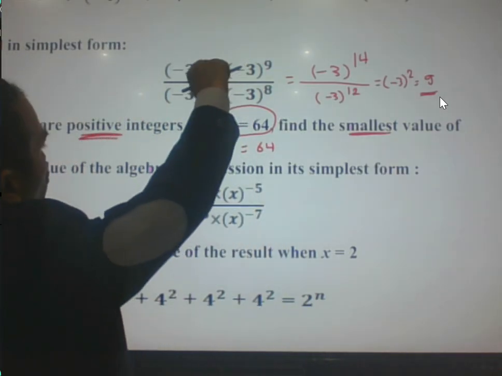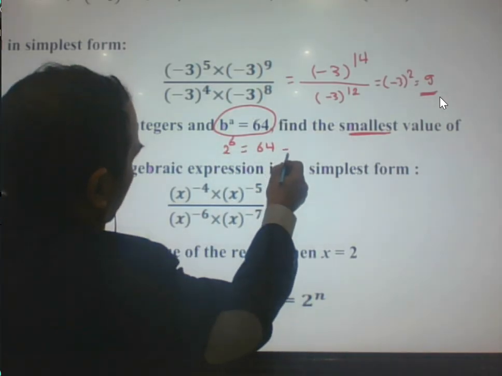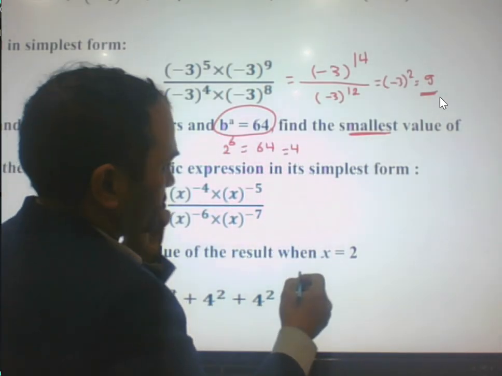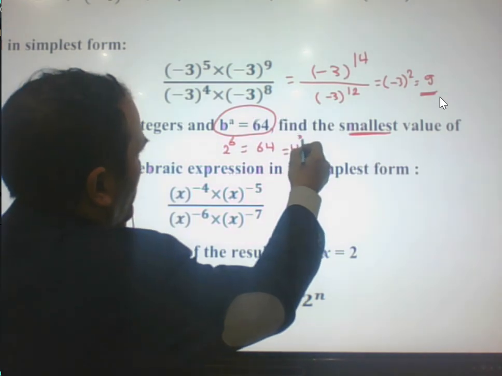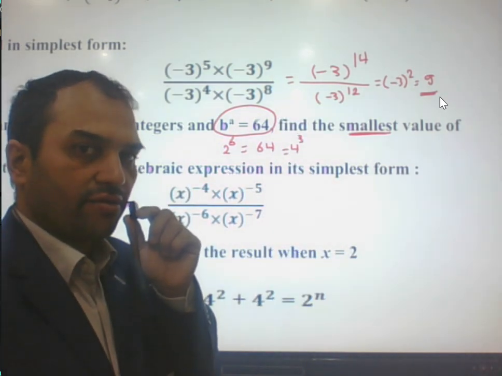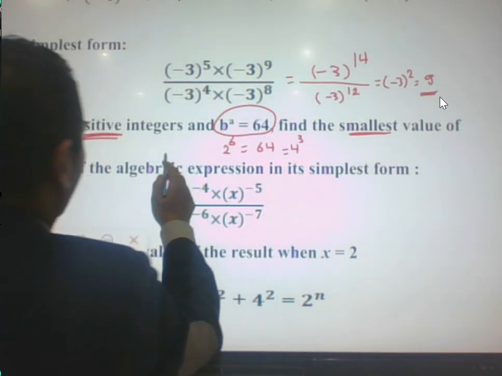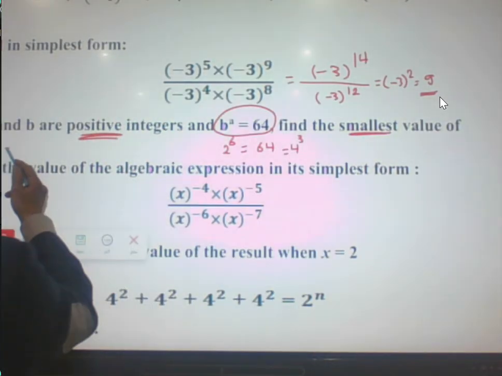Do you remember 2 power 6? 2 power 6 equals 64. And also 64 equals 4 power 3. 4 times 4 times 4 equals 64. So you have 4 or 2. He asked about the smallest value of a plus b.